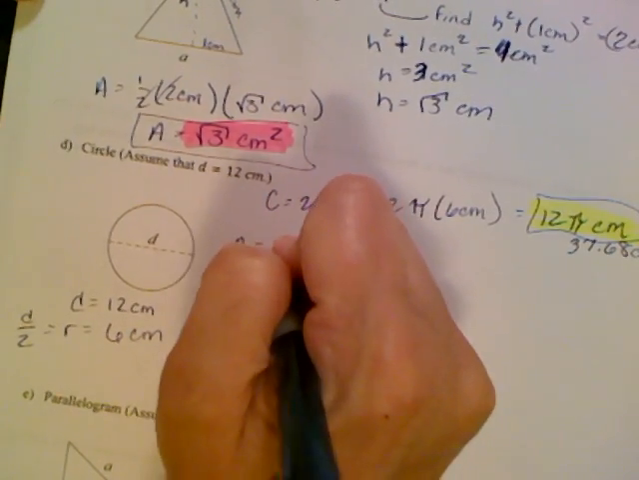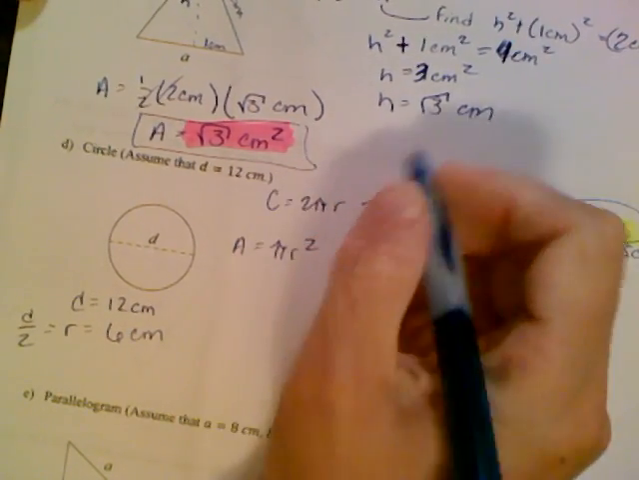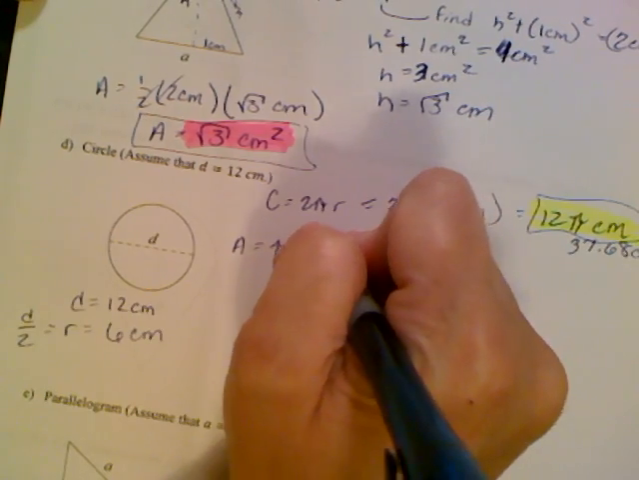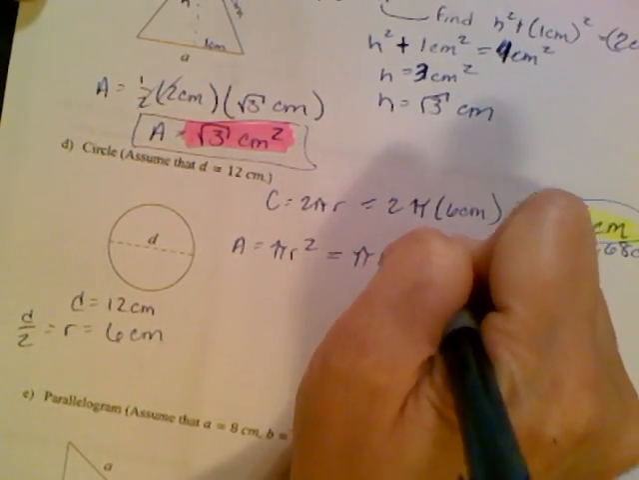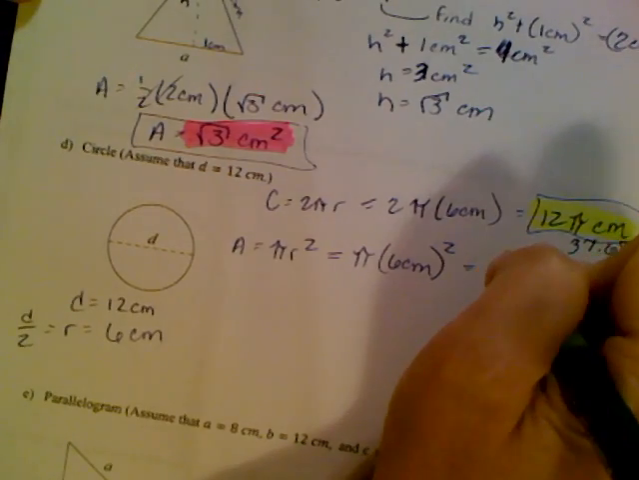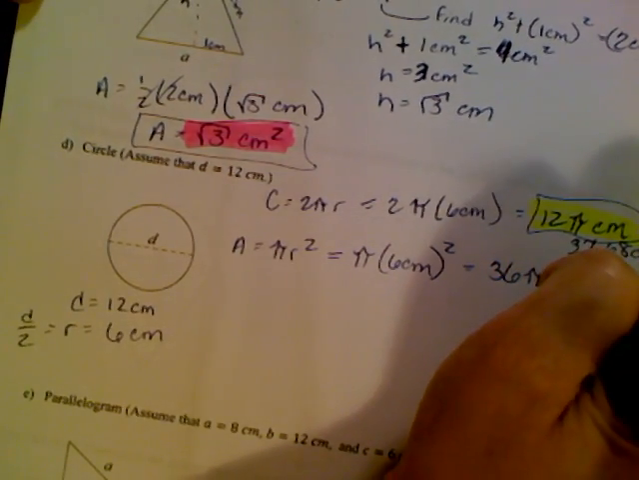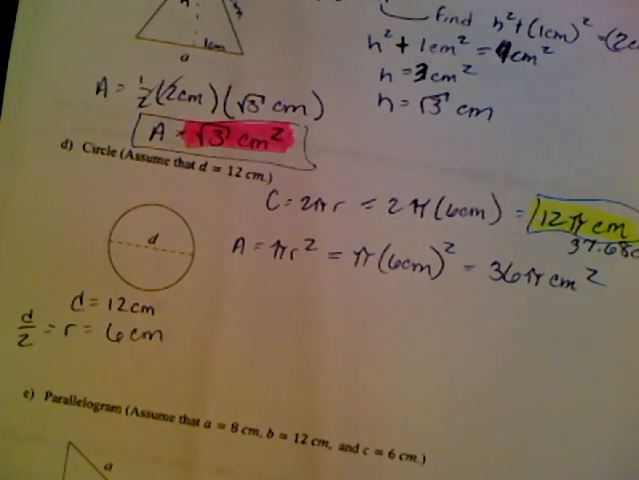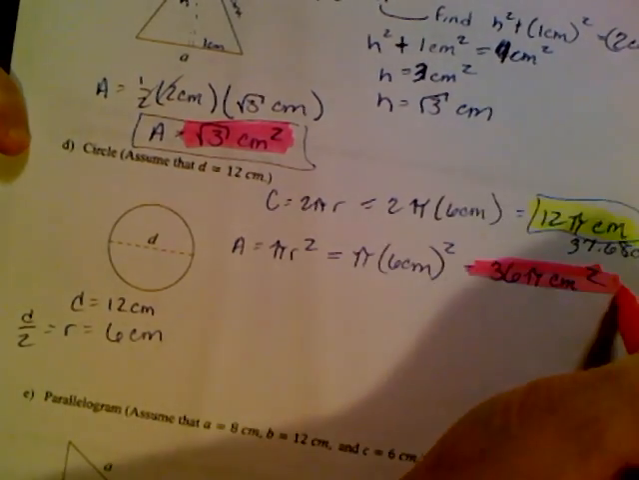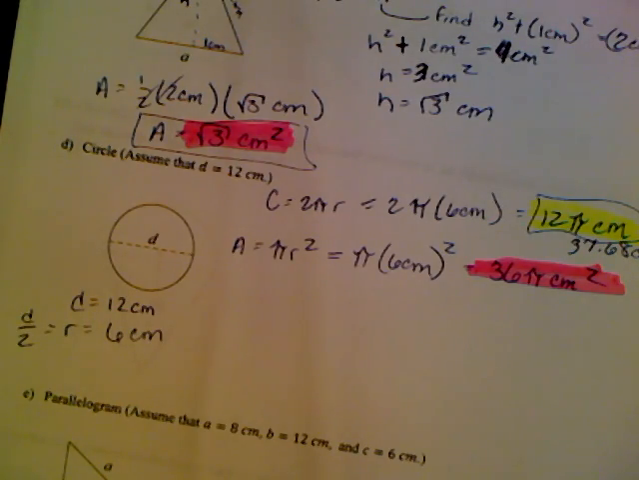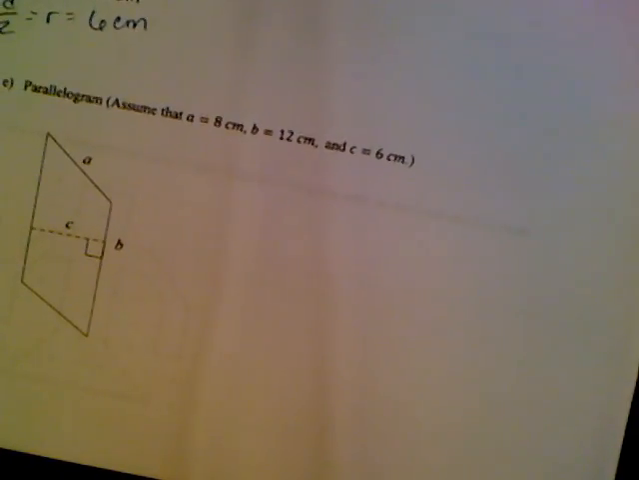Our area for a circle is pi r squared. We all know that pi r is squared, don't we? So our area is pi times 6 centimeters squared. So that's 36 pi centimeters squared. And again, for me, that is a perfectly good answer. WebAssign will want you to put that into your calculator and come up with a decimal. But decimals are rounding, and I don't like them.